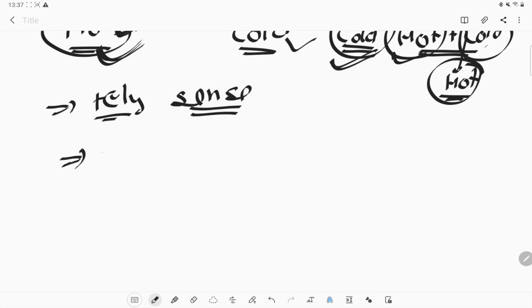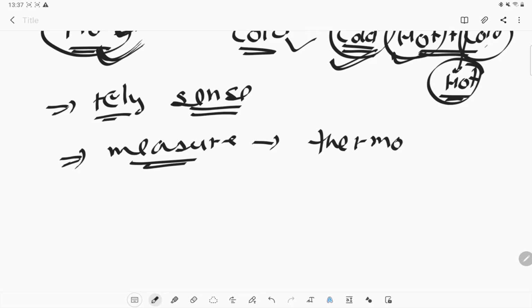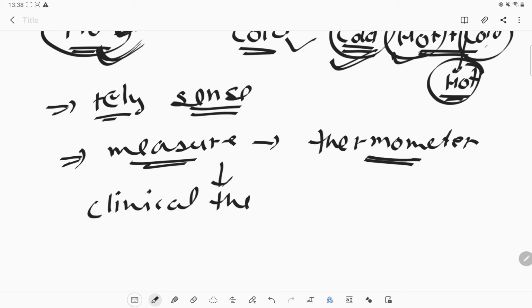To be more reliable, we need to measure it with the help of a thermometer. A thermometer is a device which helps us measure the temperature of an object without requiring our senses. Now, how can we measure temperature with a thermometer? We have 2 types of thermometer: one is the clinical thermometer and the other is the laboratory thermometer. We'll talk about them one by one.